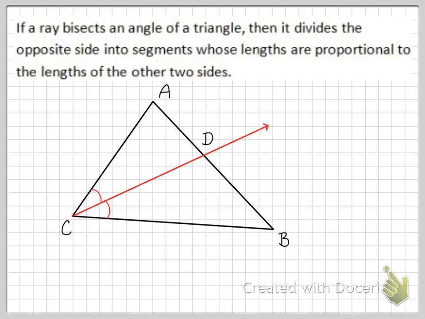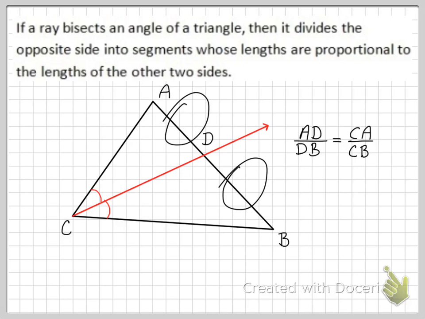So we have a ray. This is a ray, and it's bisecting angle ACB. And so it's bisecting this angle. We have the tick marks showing that they're congruent. And so AD, this length, divided by DB, which is this length, is going to be the same as CA divided by CB.